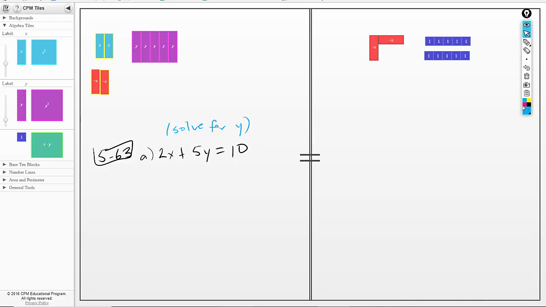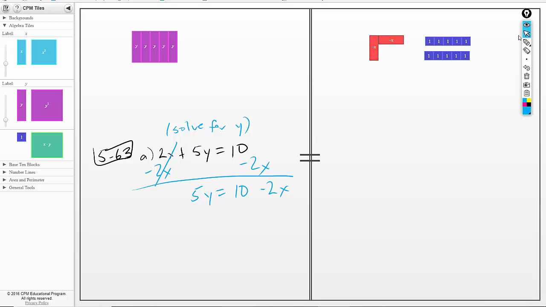Okay, and let's show what we're doing. So we're actually subtracting 2x, subtracting 2 x's. That means on the left side we're out of x's, because we create a 0 pair, and we're going to have 5y equals 10, the original 10 minus 2 x's. So let's go and get rid of those x's. After we do that, we have 5y equals 10 minus 2x.